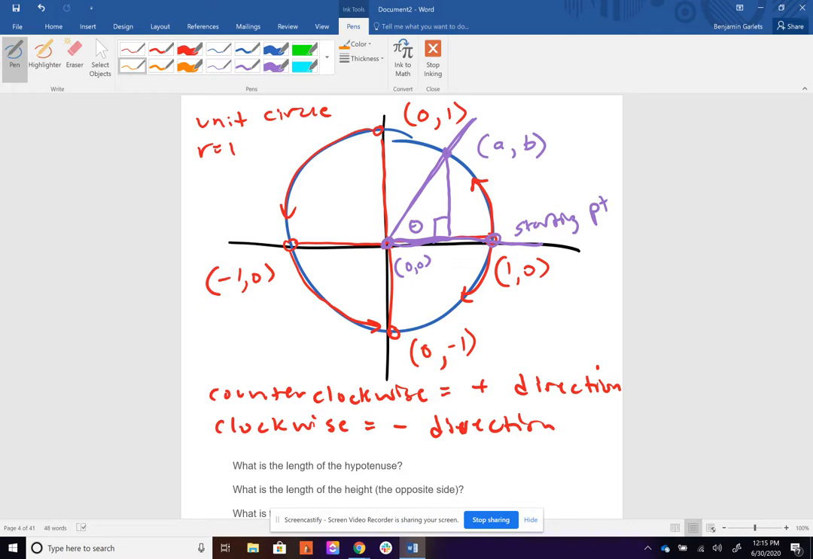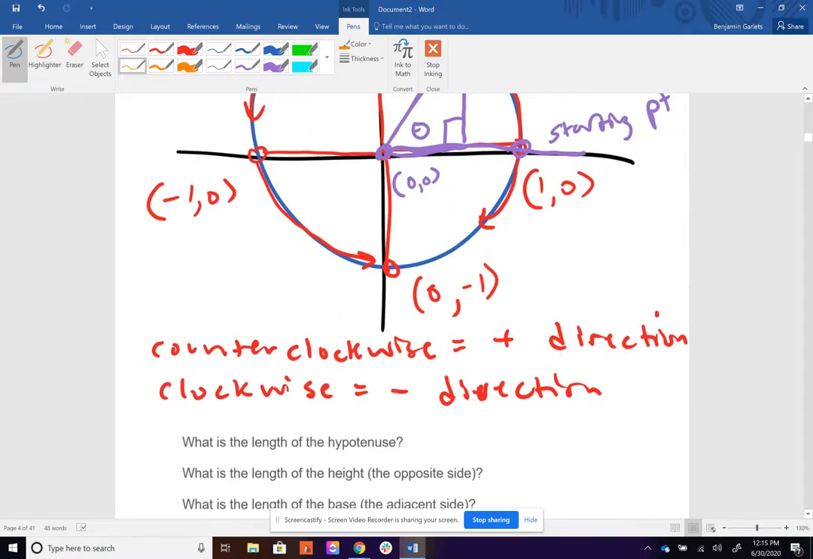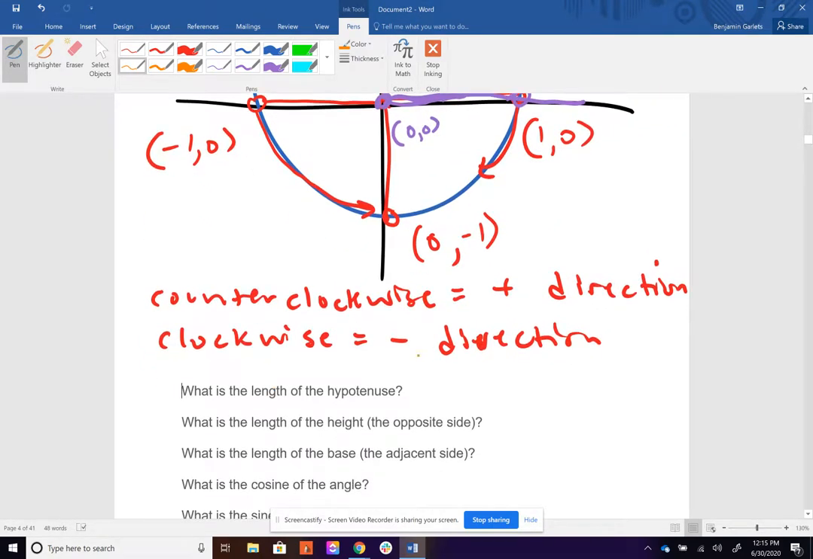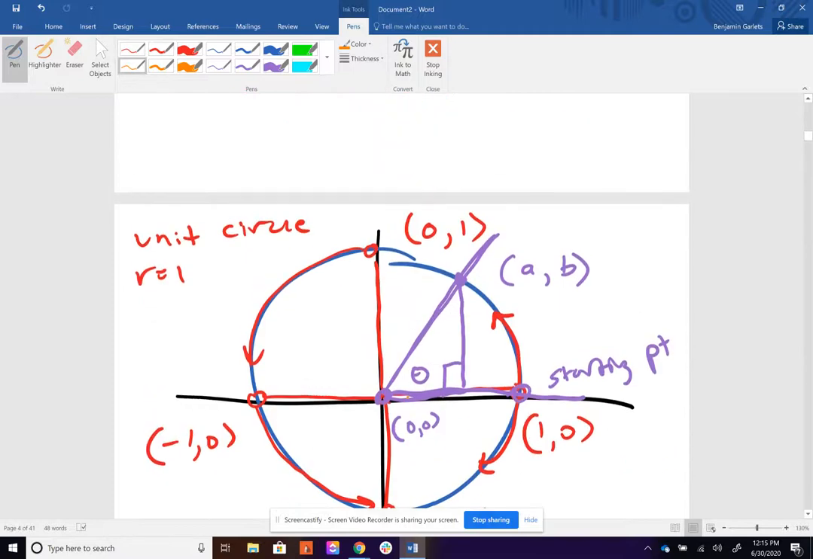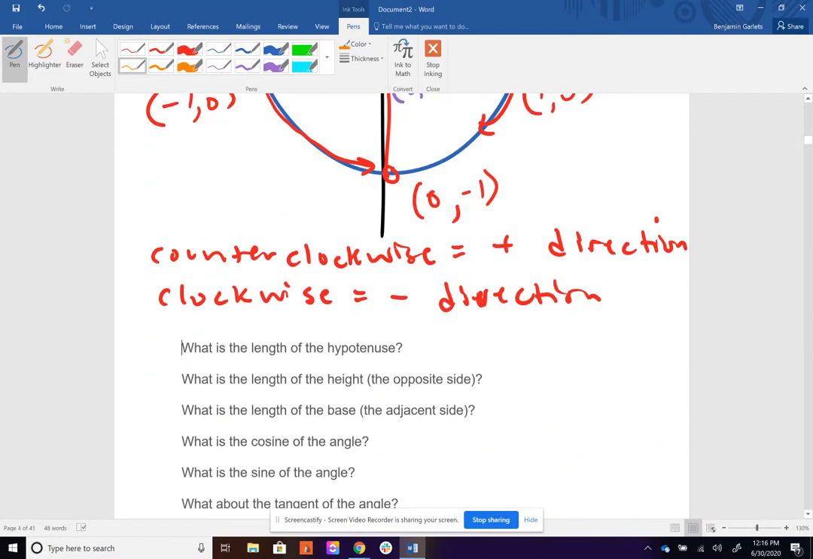The first one says, what is the length of the hypotenuse? I'm going to zoom in a little. Well, this is a unit circle, and you'll notice that the hypotenuse of this triangle is the length of the radius. So this distance here is going to be 1. So the hypotenuse has a length equal to 1.